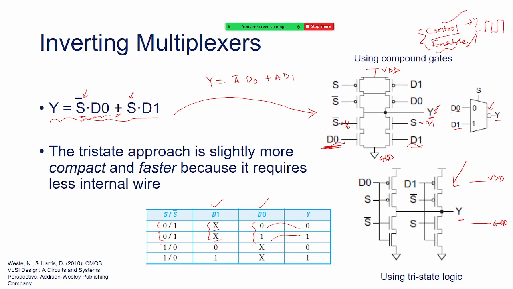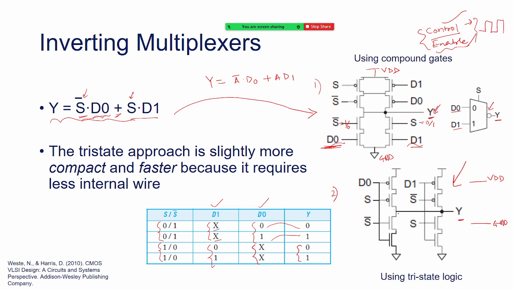So again, let's complete the truth table. When S equals 1, it means S bar equals 0. When I say S equals 1, we assume its complement is there. So it doesn't matter what is at D0, the D1 data goes to the output, simple. So this is one way of implementation.